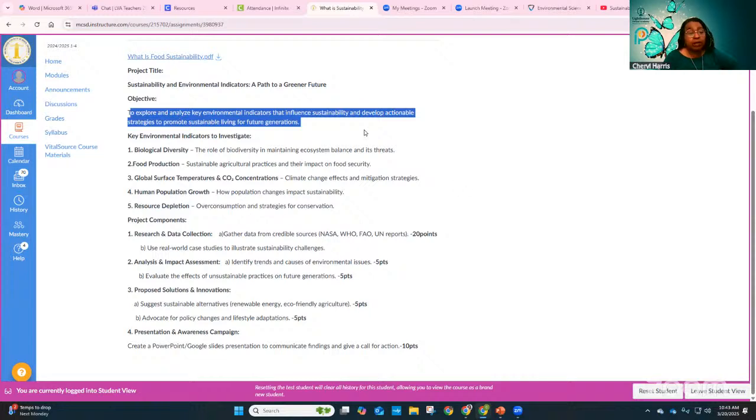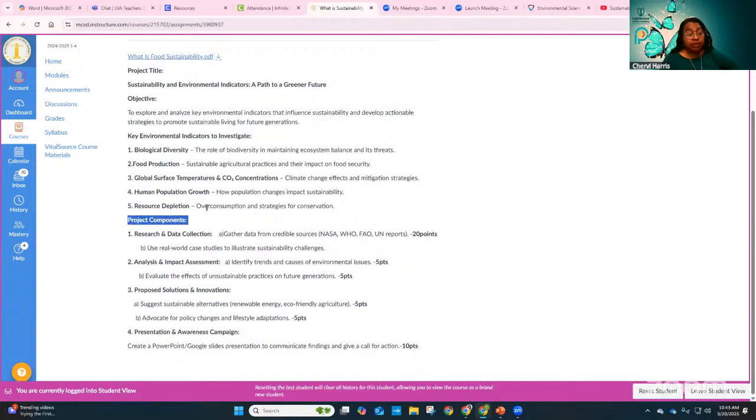Now, I should put up here that you should pick two of these. Actually, for the last one, pick between 1 through 4, pick 2, and then you must include number 5 in your discussion. So this is what you actually have to do. Up here is all information that you need to research, but this is what your project needs to show. You need to gather data from credible sources, some of the organizations: the United Nations, the Food and Agriculture Organization, World Health, NASA, and use real case studies to illustrate sustainable challenges.